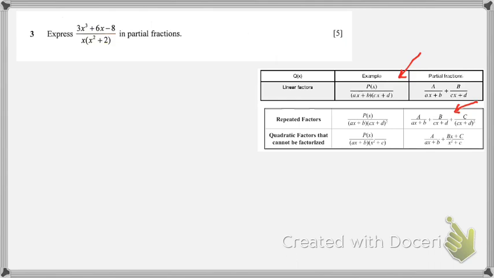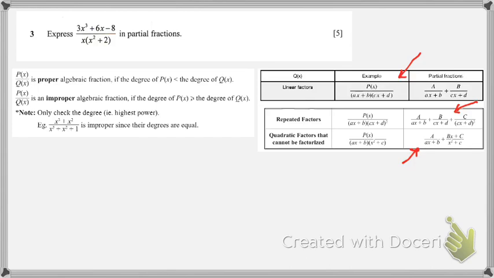And the third variation of partial fractions is when you have quadratic factors that cannot be factorized. So an example is if you have a denominator with ax plus b and x squared plus c, and then you have to express it as A over ax plus b plus (Bx plus C) over x squared plus c.